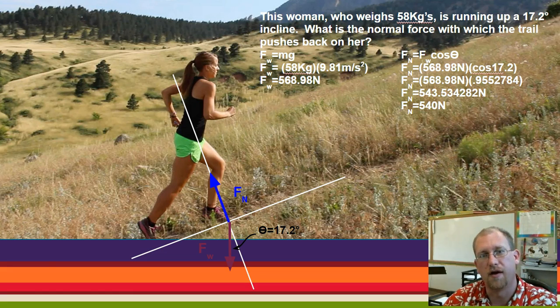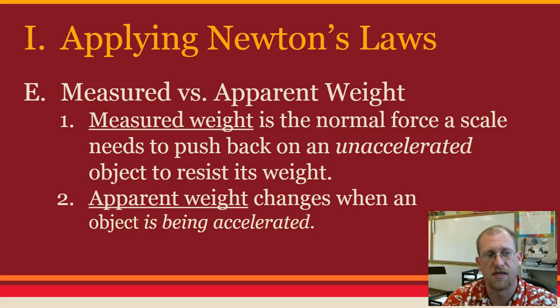One other quick idea that we need to present to you, and that's the difference between measured and apparent weight. When we measure the weight of something, we assume that it is in a non-accelerating environment. When I step on a scale, I look down and see how much I weigh, and I don't do that while I'm in an elevator. I do that while I'm standing still, not accelerating. And so acceleration will affect the apparent weight of an object. So while something is unaccelerated, we can measure its weight exactly. If something is accelerated, then its weight changes.